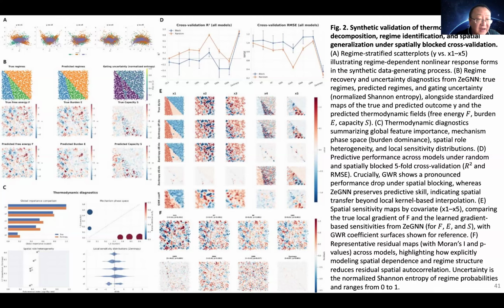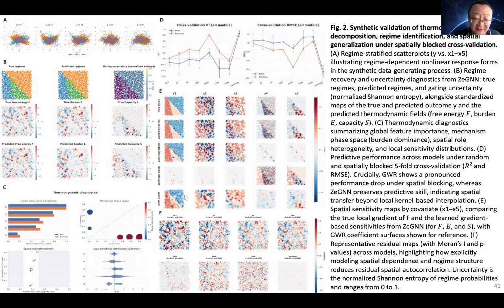And then following, you can see the free energy F here, indicating the outcome, which is the Y variable, and the predicted free energy, which is the predicted Y. Based on that, we can calculate the R square. And also this is the burden and the capacity, or we can have this map to show spatially how they look different. And then we have other diagnostics here. This D shows the prediction performance, just without looking at explainability. Looking at the R square, the entropy-based graph GNN performed the best in this simulation set.